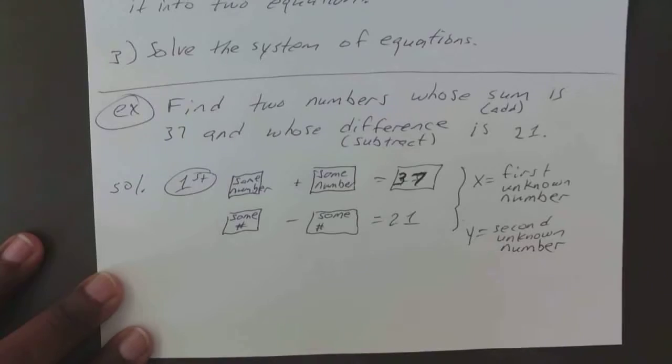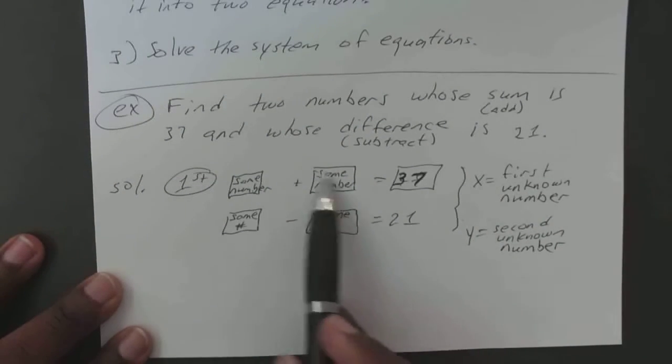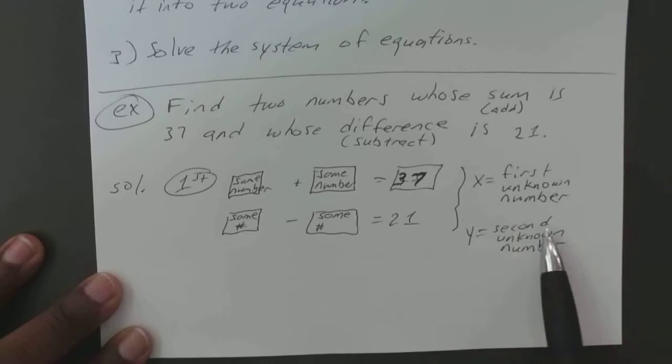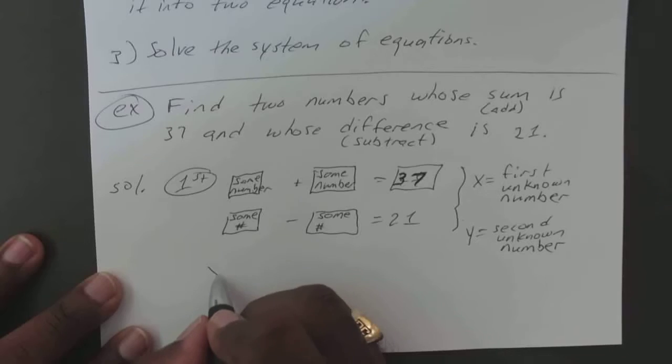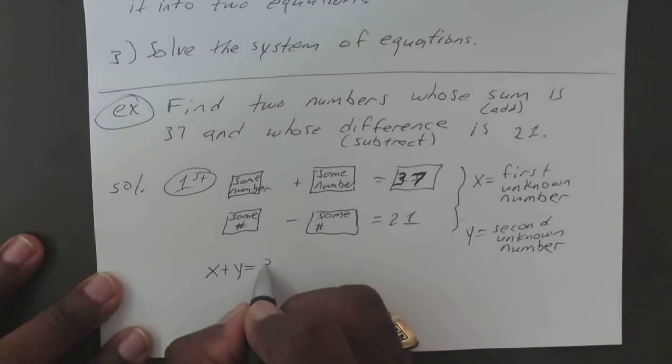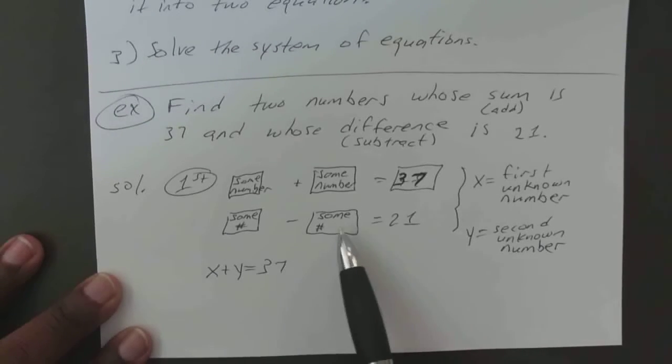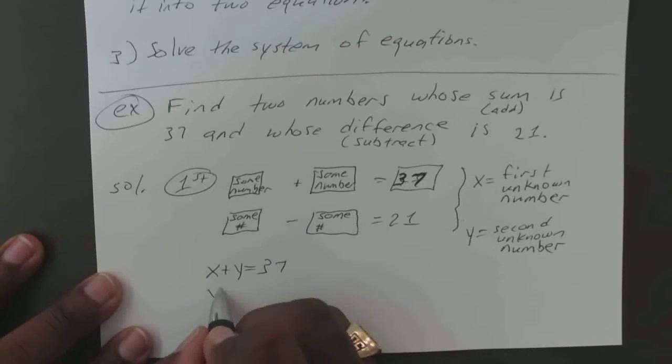That makes sense so far? Okay. So now we just replace what's in here with our variables. So we have x plus y equals 37. And x minus y equals 21.